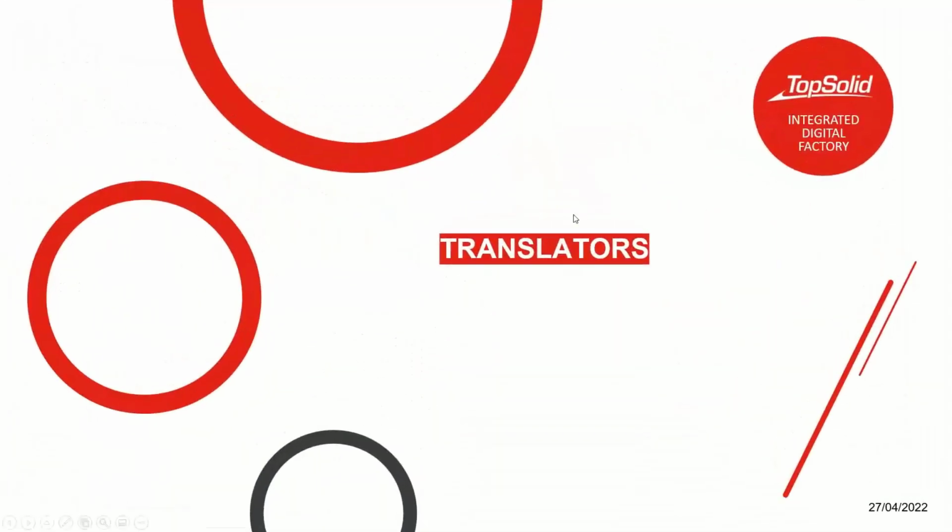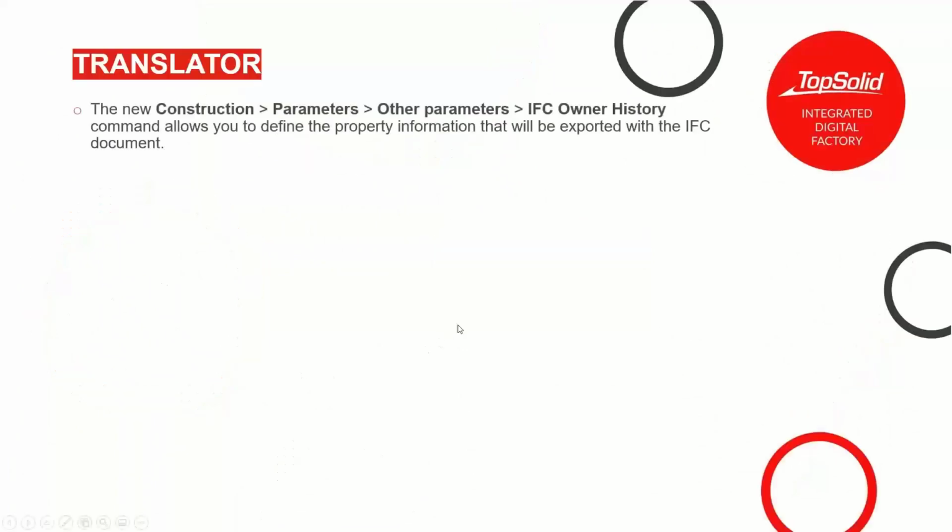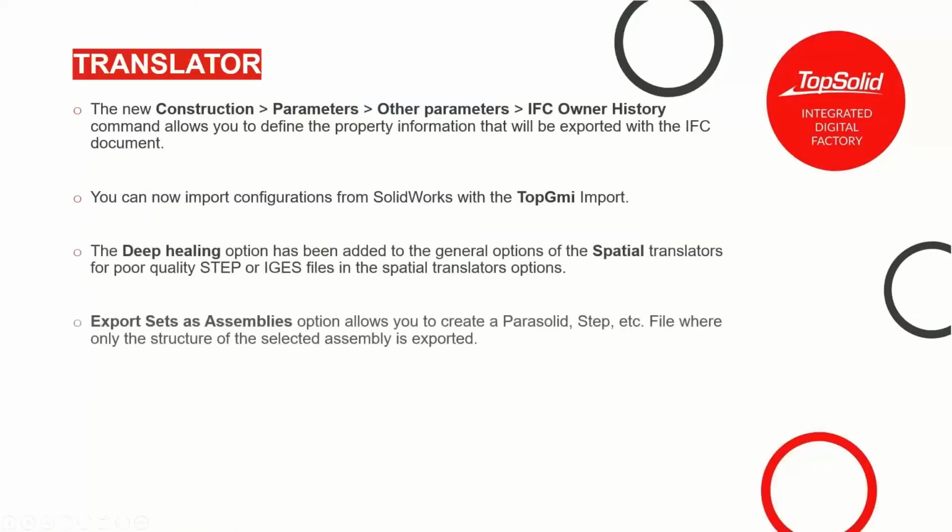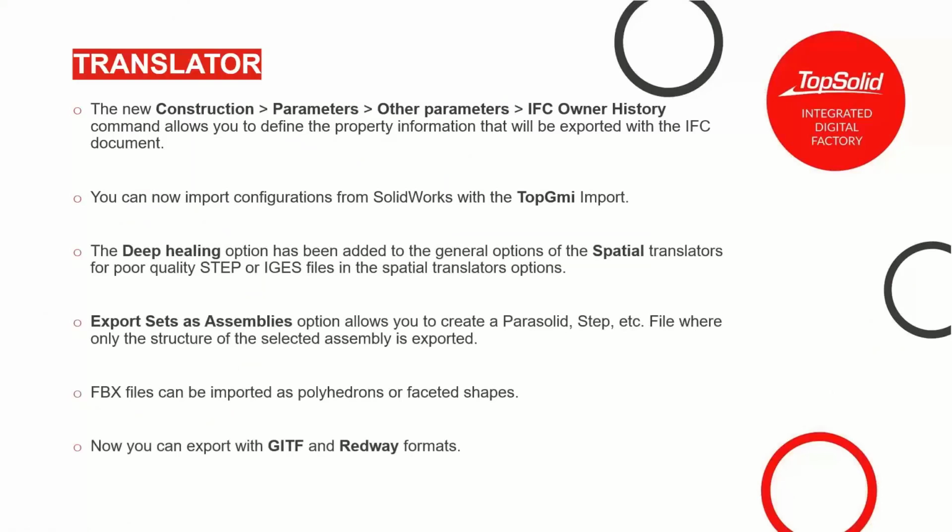Okay, so those are the major new improvements. Let's talk about some improvements to translators. There's a couple things. The new construction parameter, other parameters, IFC owner history command allows you to define the property information that will be exported with the IFC document. IFC is a translator used in the construction world. Again, this is part of TopSolid Steel.